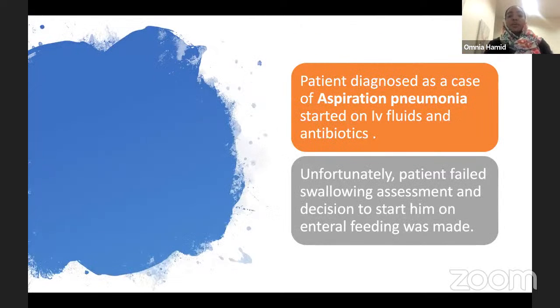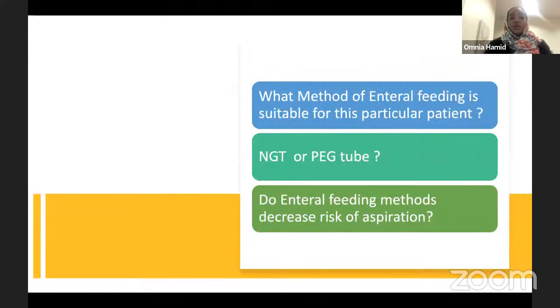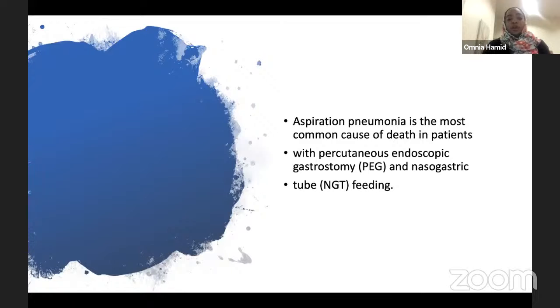So this patient was diagnosed as a case of aspiration pneumonia, started on IV fluids and antibiotics, and a full sepsis workup was sent for him. Unfortunately, the patient failed the swallowing assessment, and the decision was made to start him on enteral feeding. So now our concerns were what method of enteral feeding is suitable for this particular patient, NGT or PEG tube. Do enteral feeding methods decrease the risk of aspiration or not? Hence we formulated our PICO question.